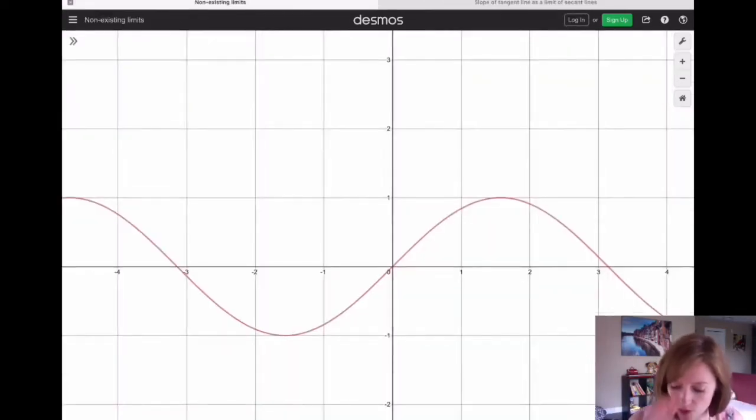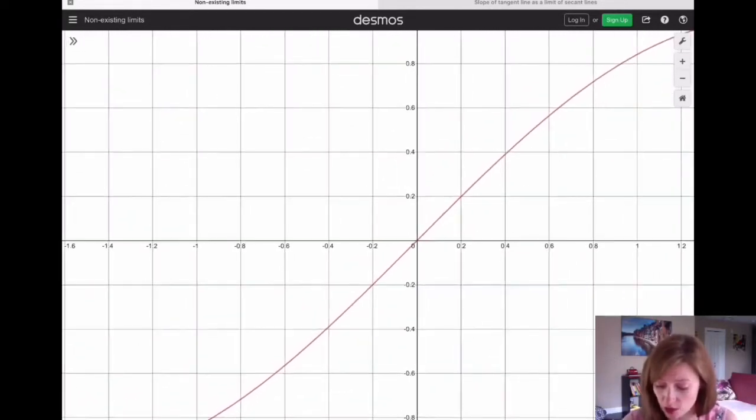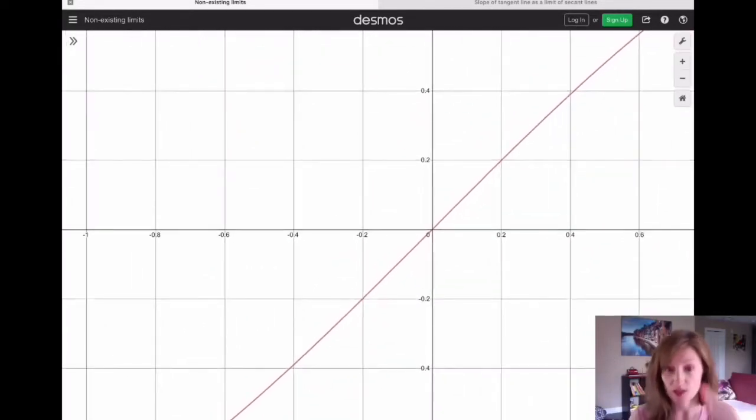So here's another really good example of that. This is a sine function, a very wavy function, but it doesn't take very much zooming in to see that it becomes a pretty straight looking line, right? This means, at least visually, this gives us a really good sense of the fact that the sine function is differentiable.